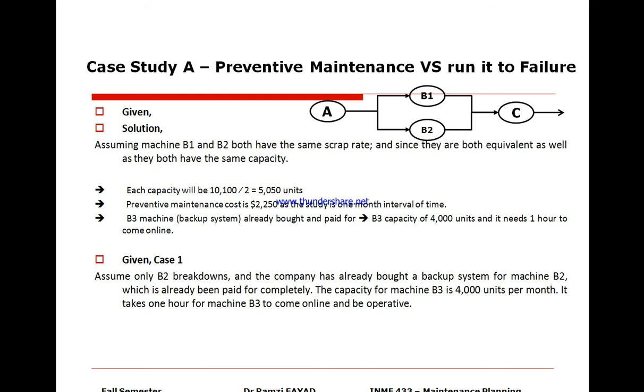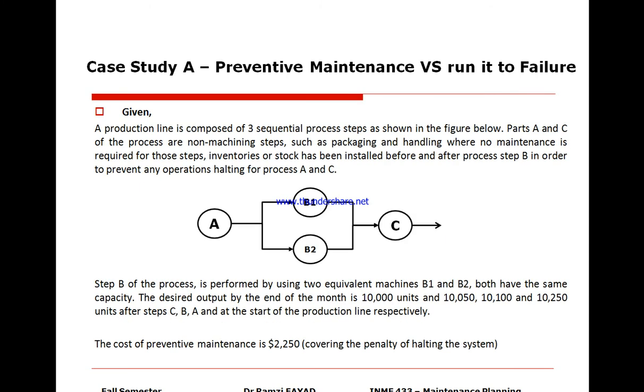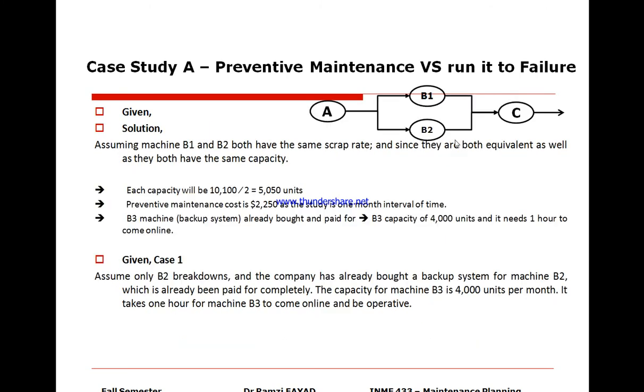So to start with, if we require 10,000 at the end after step C, 10,050 after step B and 10,100 before step B, then machines B1 and B2, as they are equivalent, we presume they both have the same scrap rate, and they both have the same capacity. So if the number of units before machine B is 10,100, each produces 5,050 before scrap.